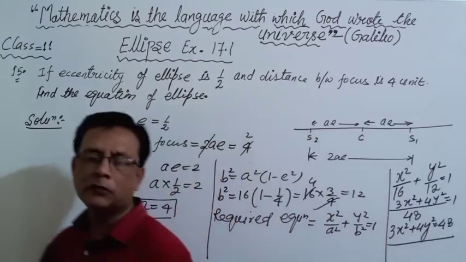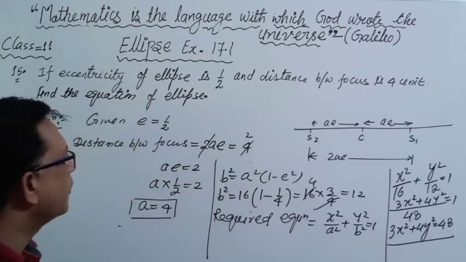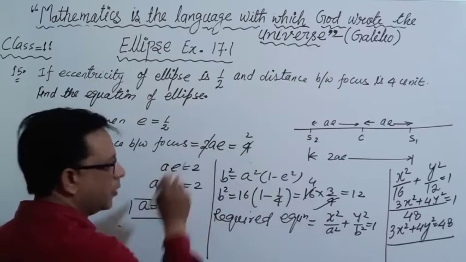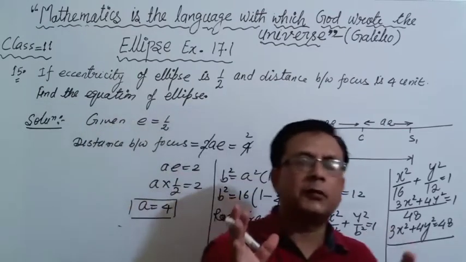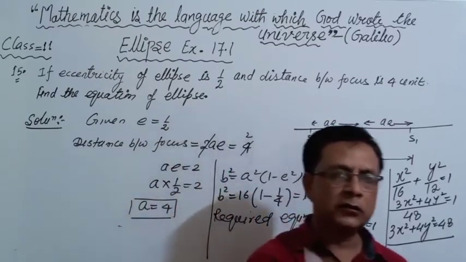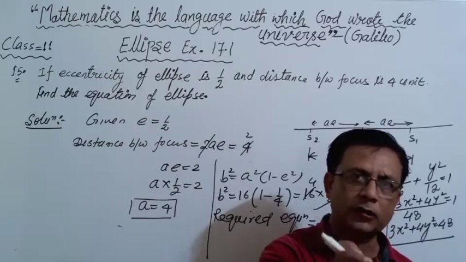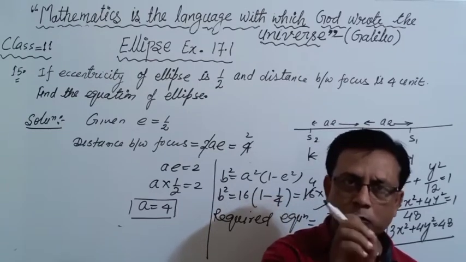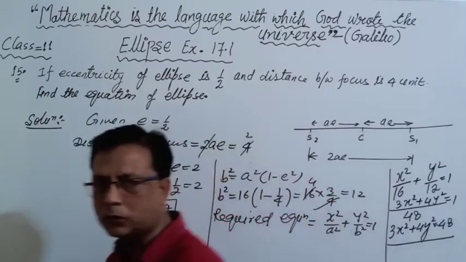Note down, this is also a very good question. Practice this, and the important point is the distance between the foci. The distance between the foci in an ellipse is 2AE. Again listen, the distance between the foci is 2AE. So student, note this question.